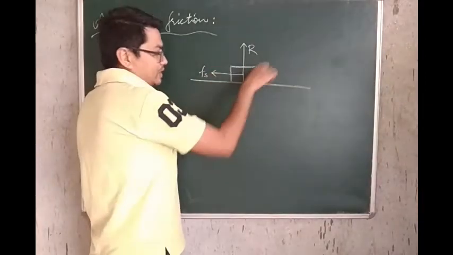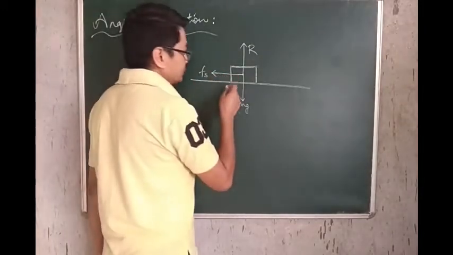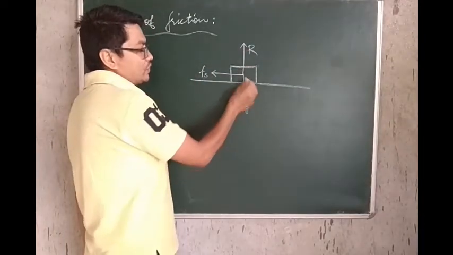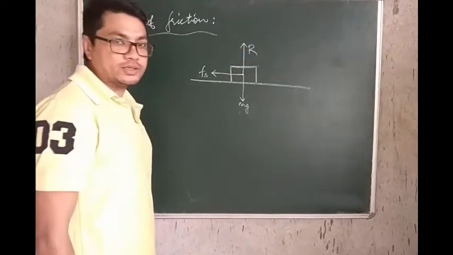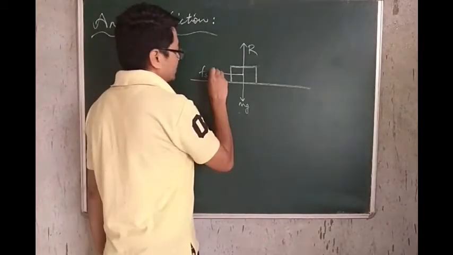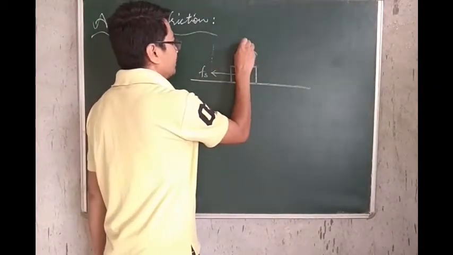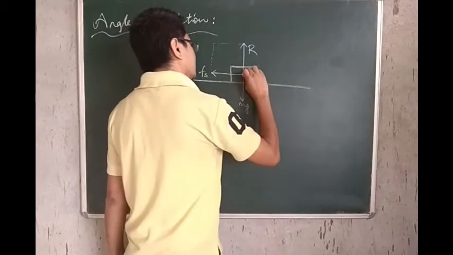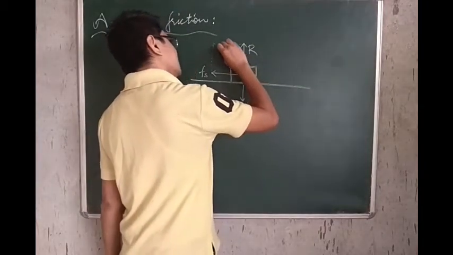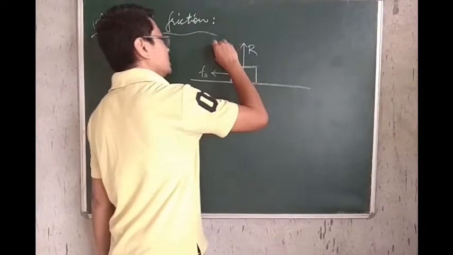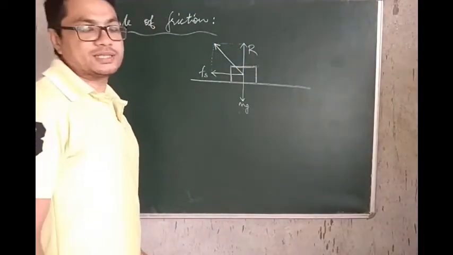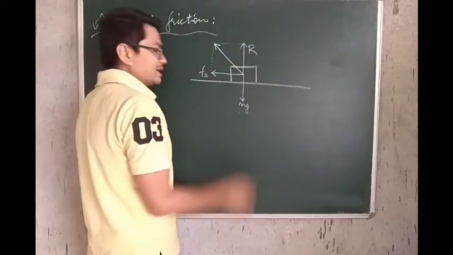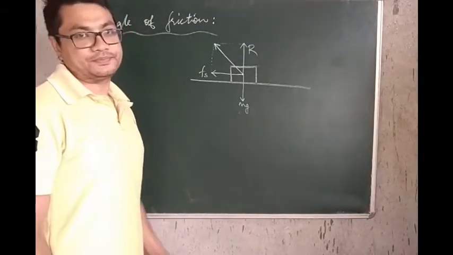Now since the body is on the verge of movement, Fs is the limiting friction, mind you. Now there are two forces, the normal reaction and the limiting friction. These are two forces, as you can see, starting from the same point. So what we can do is draw an imaginary parallelogram. We will complete our parallelogram first. Then we can draw a diagonal starting from the same point. And this diagonal gives us the resultant of the normal reaction R and the limiting friction Fs.